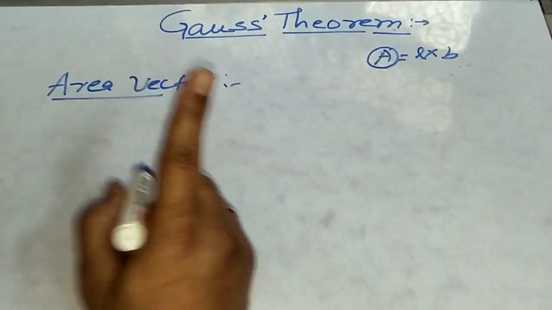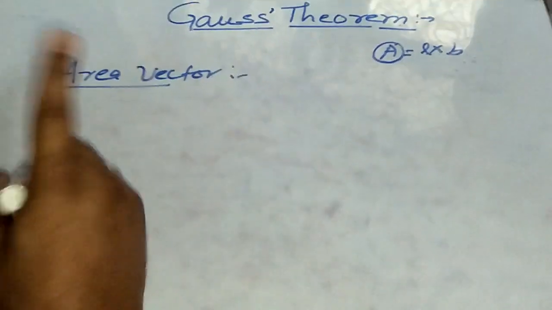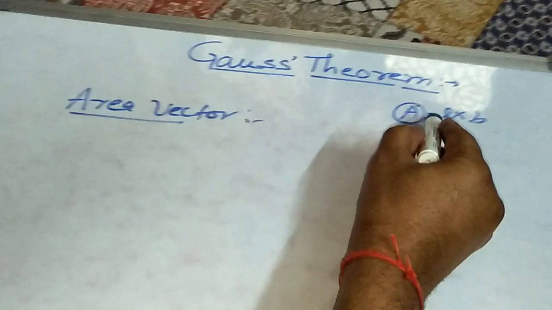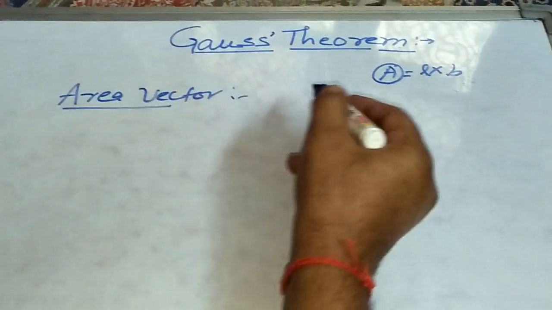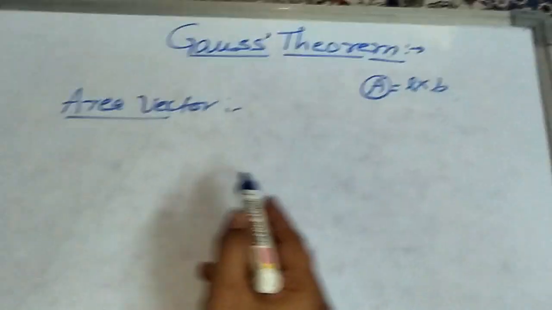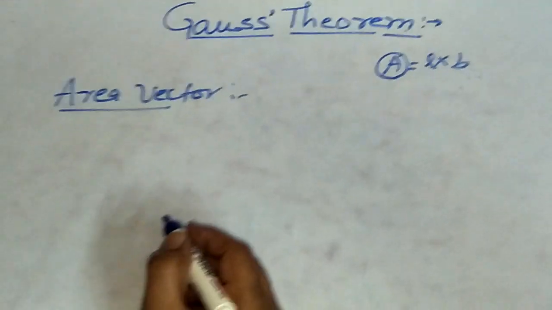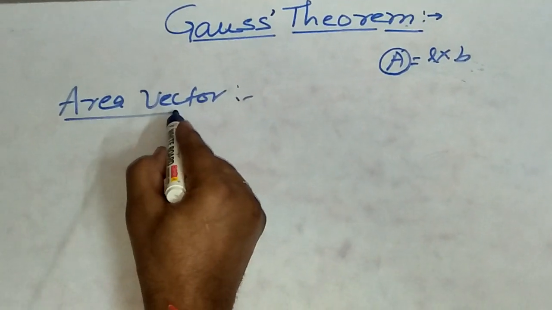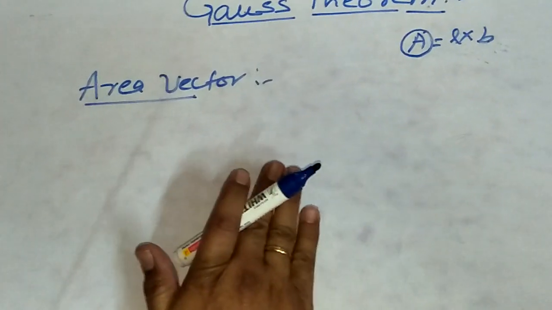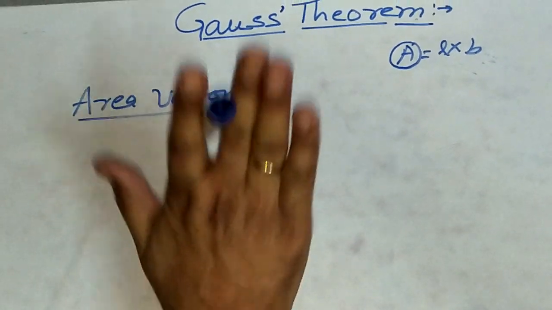It means it has both magnitude as well as direction, and the magnitude of that area vector you can find by taking the length into breadth, or you can find the magnitude by taking the area of that. And the direction of this area vector is always perpendicular to that surface and directed outward.